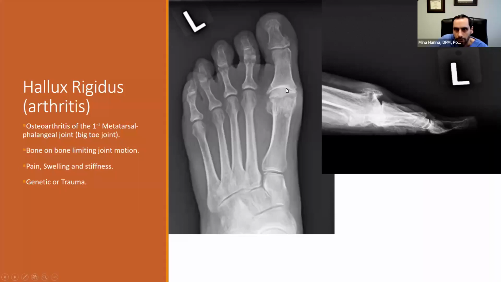And so here you can see that the joint space is narrow. This is a normal, healthy joint. You can see that there's a lot of space between the two bones. Here, there's really mild space here and here. So this is the example of bone on bone. There's subchondral sclerosis from the impact of the bones on each other. If you look over here, you can see that there is large bone spur formation, which limits mobility.